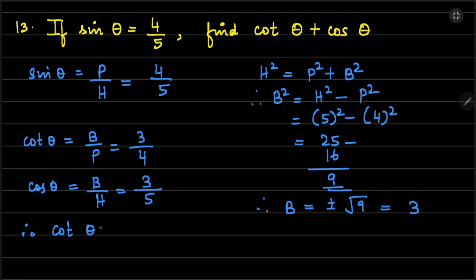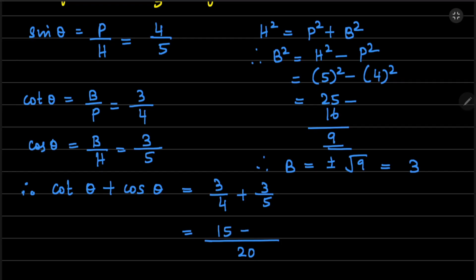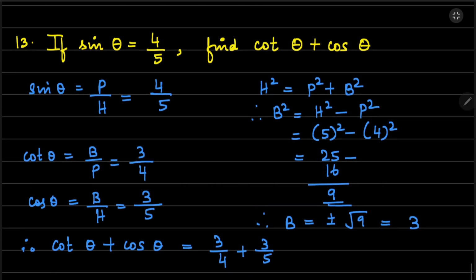What expression is given? Cot theta plus cos theta is given. So 3 by 4 plus 3 by 5. Okay. So you are getting 20, 15 plus 12. So you'll be getting 27 divided by 20 is your answer. Right?